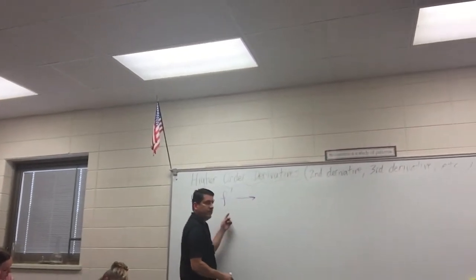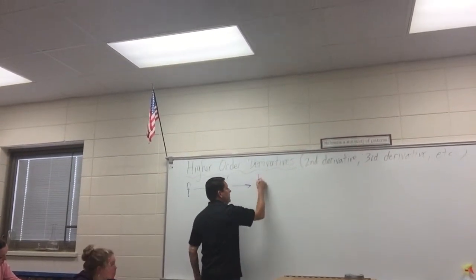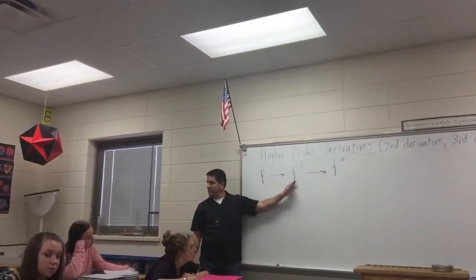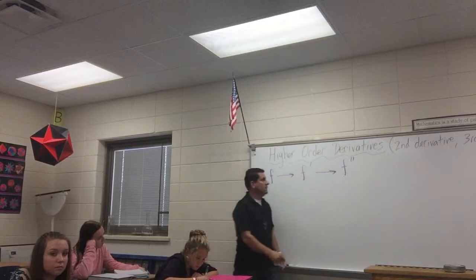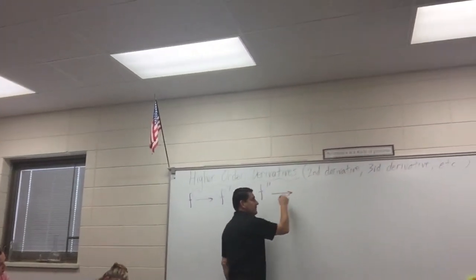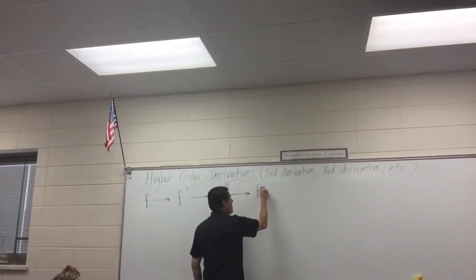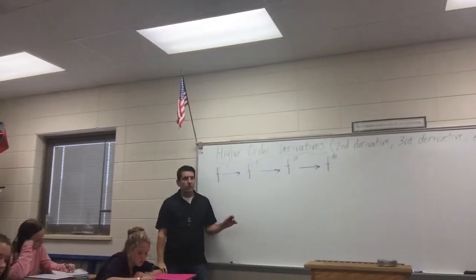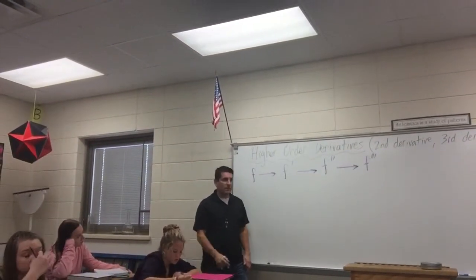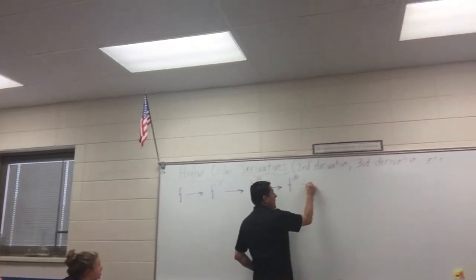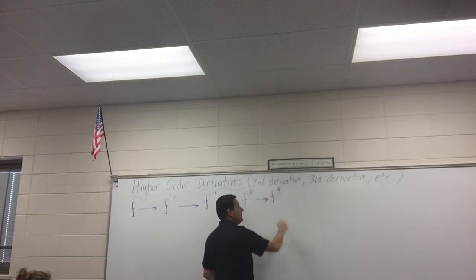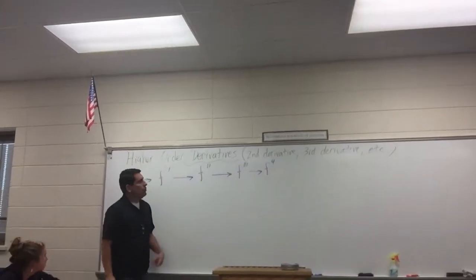If I took the derivative of the derivative, it's f double prime. If you took the derivative of that derivative, it's f triple prime. You can keep on going as long as you can, but you stop putting tallies after that one, and then you put a 4 here.